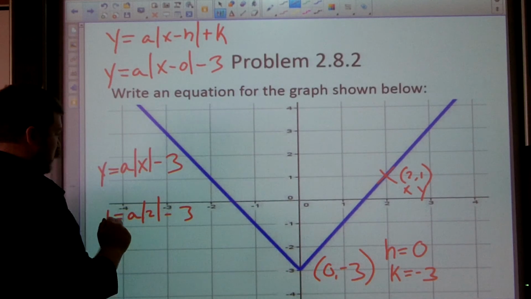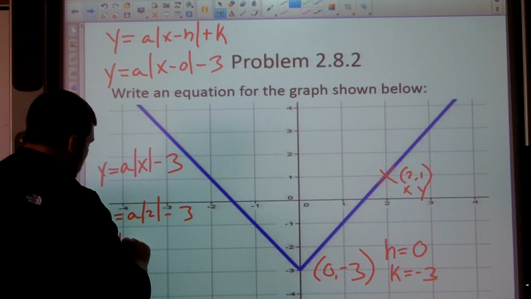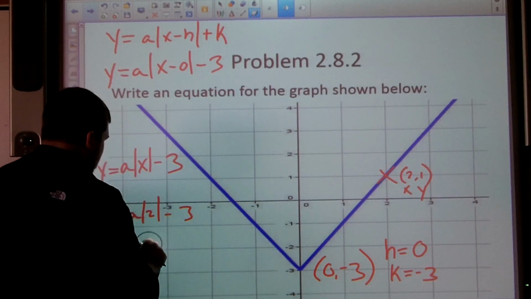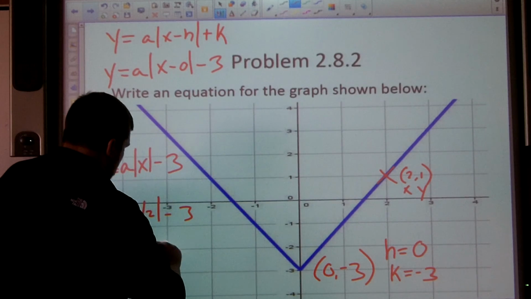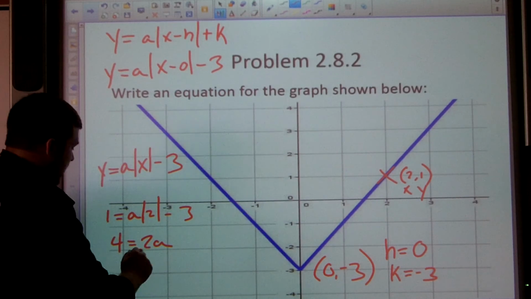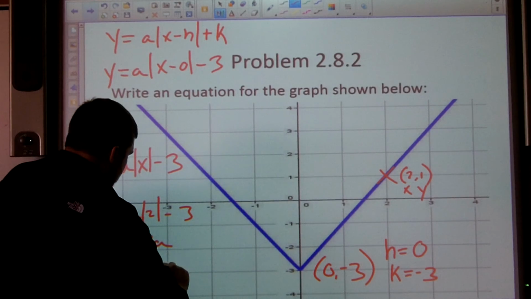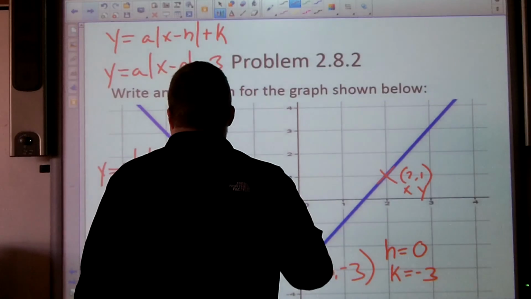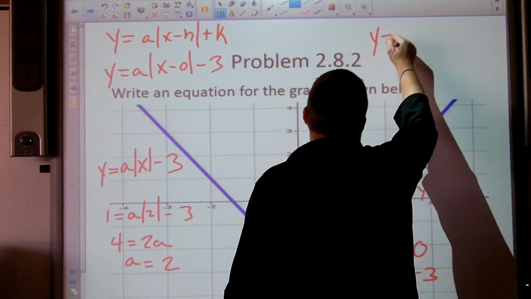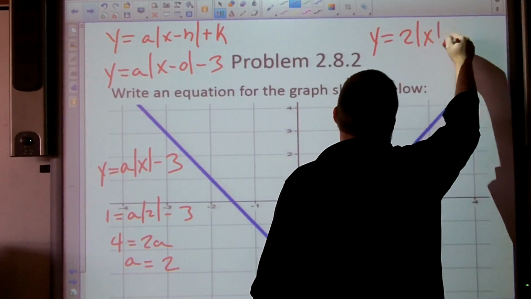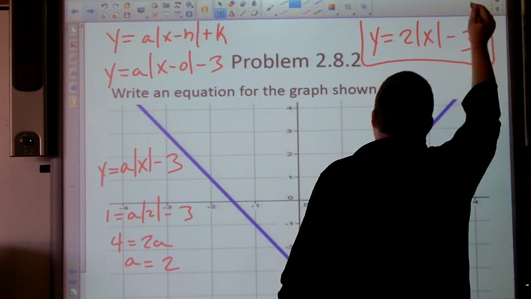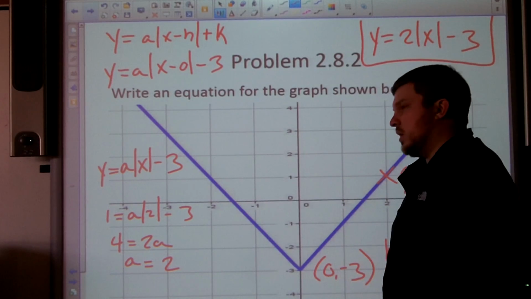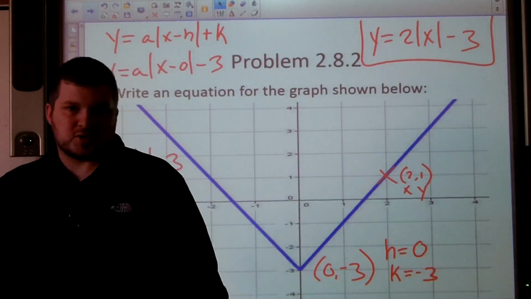Well, we need to get a by itself, so add 3 to both sides. So I have 4 is equal to a times the absolute value of 2, and the absolute value of 2 is just 2, so we really just have 2a. And then just getting a by itself, we have a is equal to 2. Now we can write our equation. Just using this general rule, we have our final answer: y is equal to 2 absolute value of x, minus 3. Now if you're not sure about that, you can graph it yourself using your calculator, but it should look something like this. And that's how you do absolute value functions.